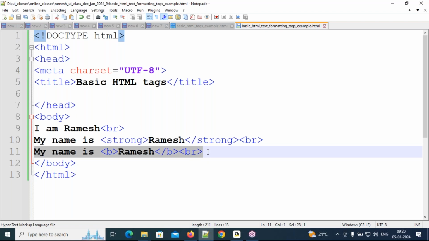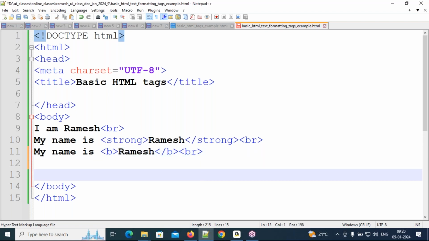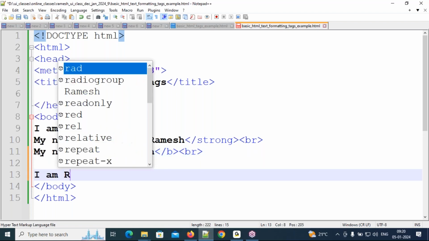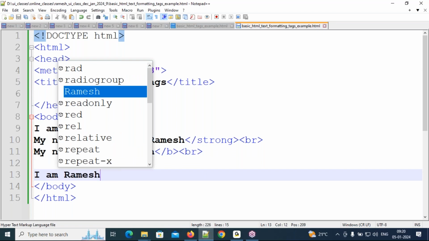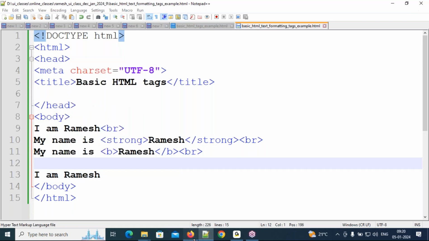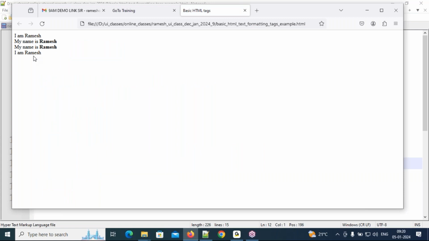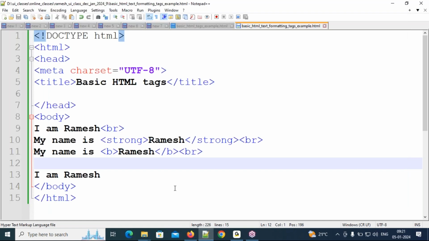Okay. Then here I'm writing, I am Ramesh. Now this is coming like this. But this time I want to highlight this text, Ramesh, but not with bold letters. Important, but not with bold letters: italic style. What is italic, everybody? Italic is not a language. It is a way of writing, a right style of writing, with slightly bending letters.